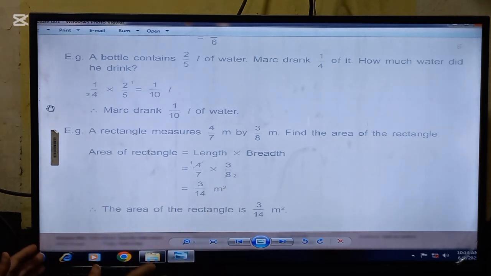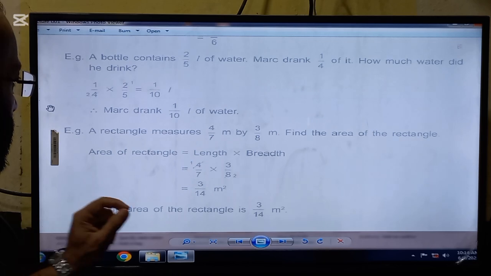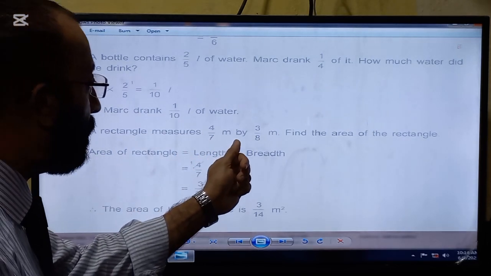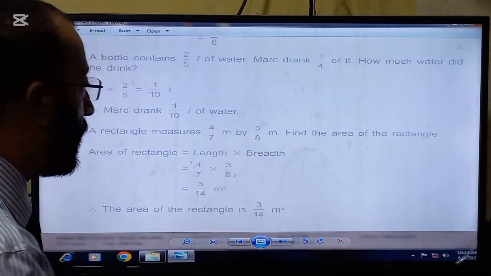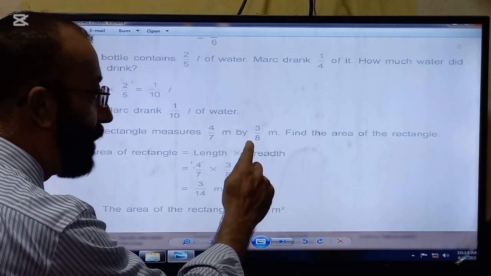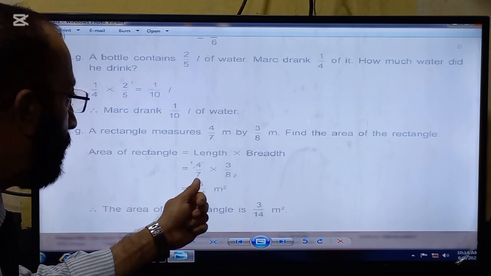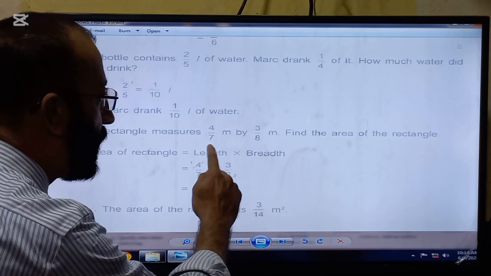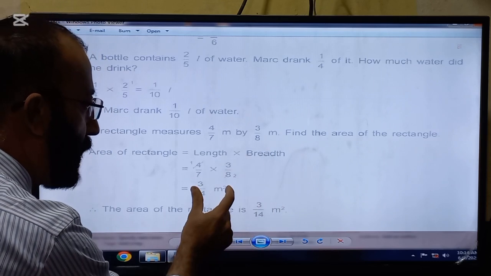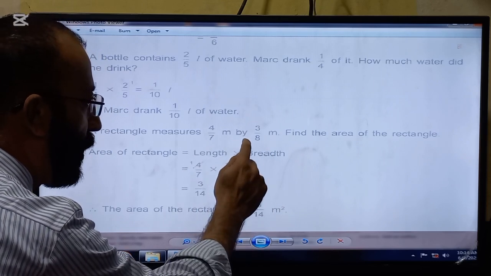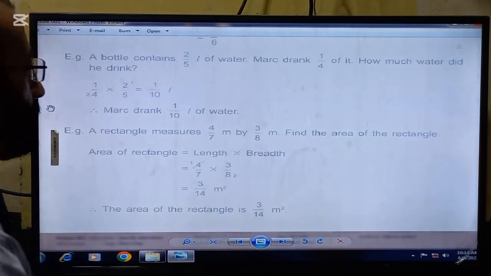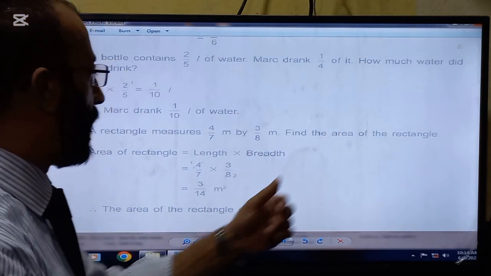Here is another question. Here is a very small technicality in it as well. So look clearly and carefully. A rectangle measures 4 by 7 meter by 3 by 8 meter. Again, "by" stands for multiply as well. So 4 by 7 multiply 3 by 8. So this is the descriptive form, of which this is the mathematical form. So "by" stands for multiply. So 4 by 7 multiplied by 3 by 8. Okay, the requirement is to find the area of the rectangle.